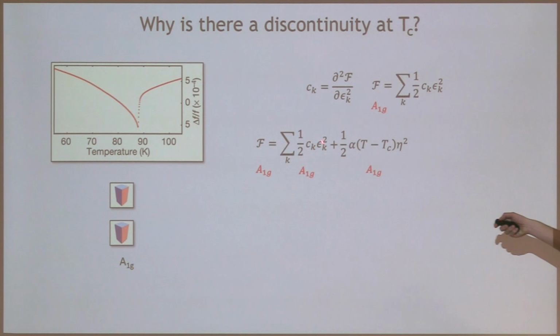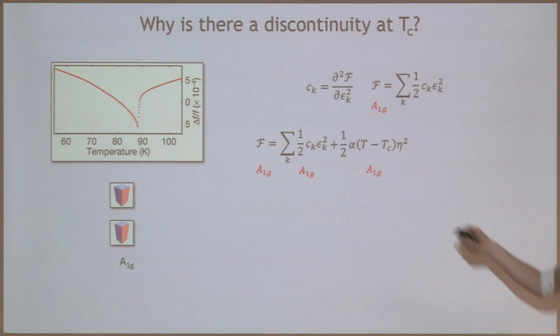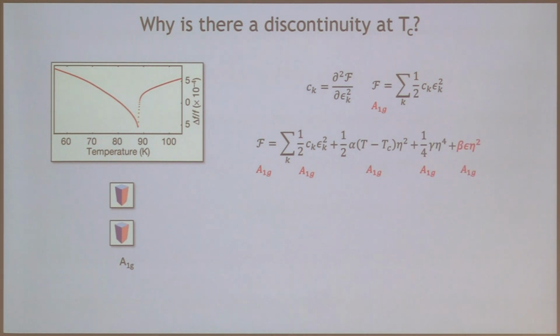So this is Hooke's law, this is elastic constant times strain squared. This is your standard Landau expansion around a phase transition. So there's the order parameter squared. There's something to keep it positive definite at high order parameter. And then there's a coupling term.